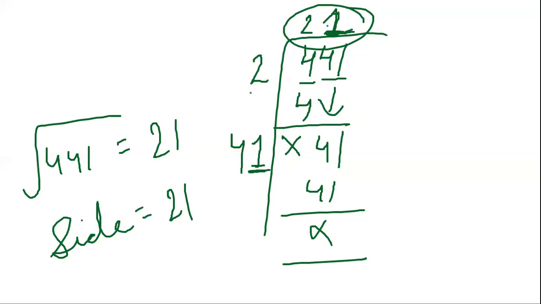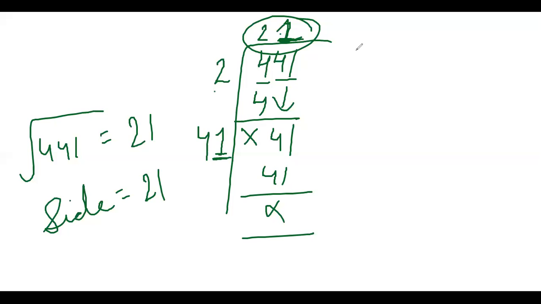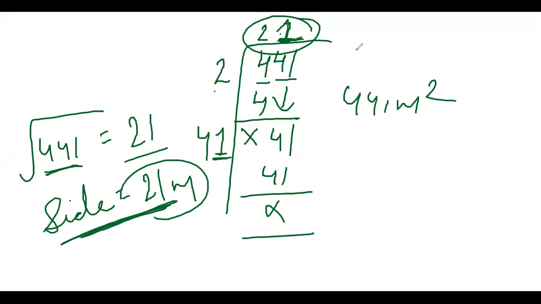This was the 6th question. Here the side will be 21. Area is given 441 meter square, so the side will be in meter. 21 meter here it will be.